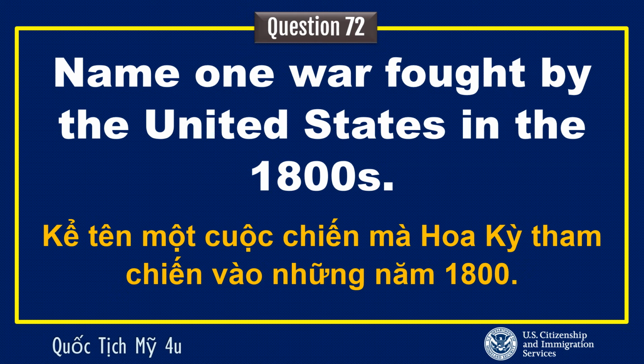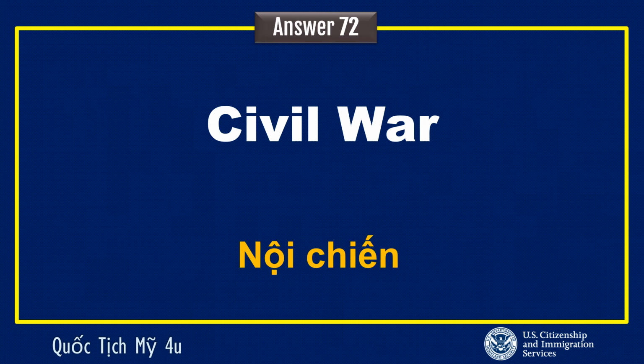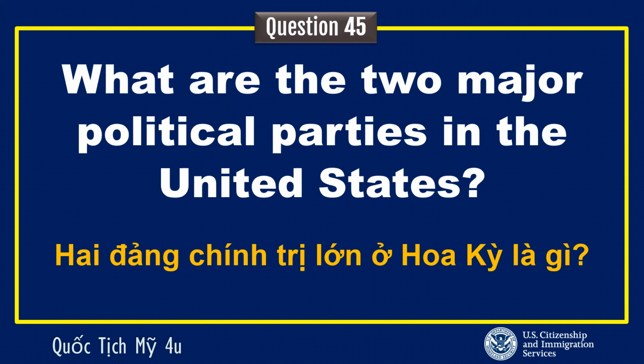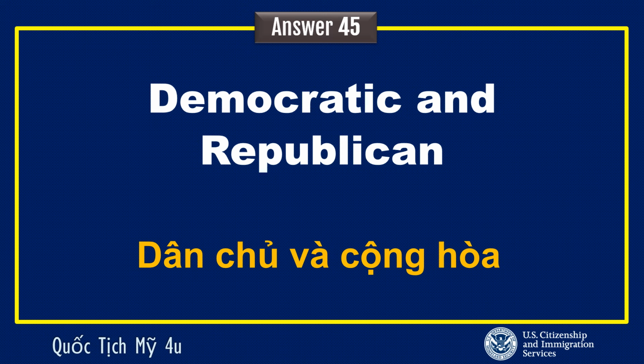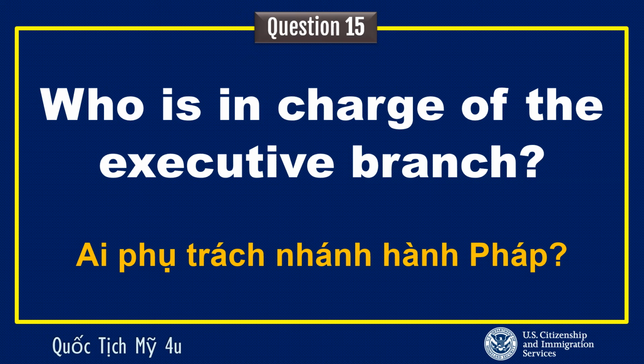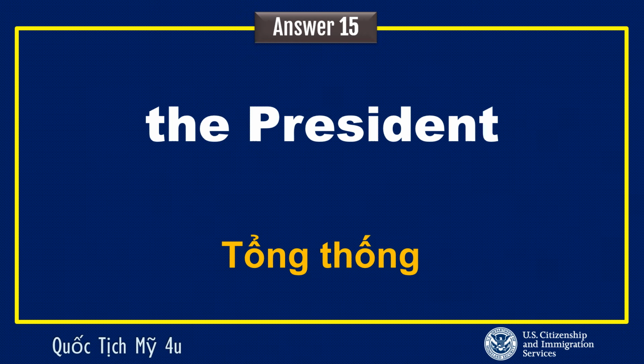Name one war fought by the United States in the 1800s. Civil War. What are the two major political parties in the United States? Democratic and Republican. Who is in charge of the executive branch? The president.